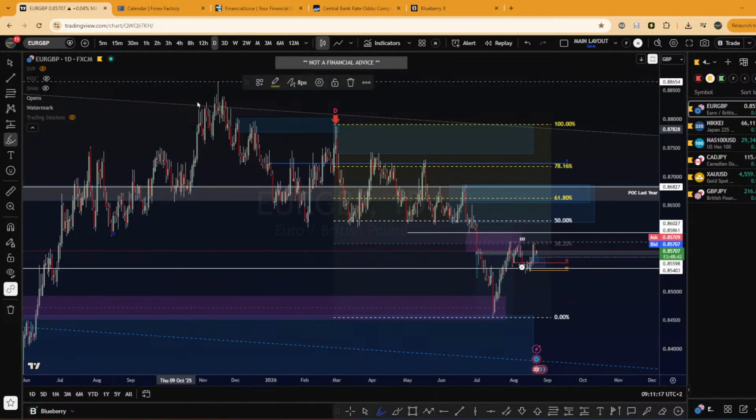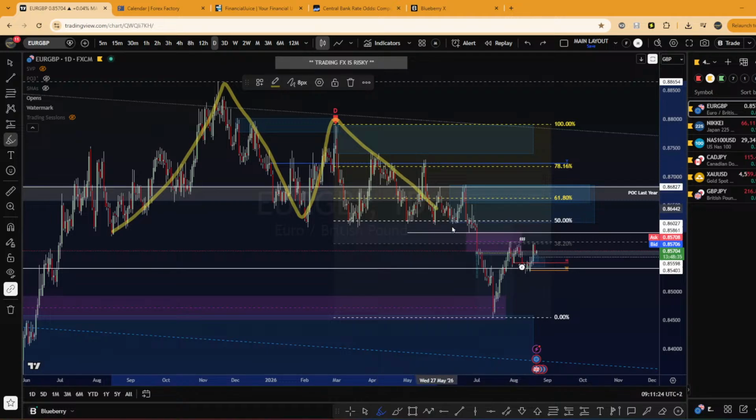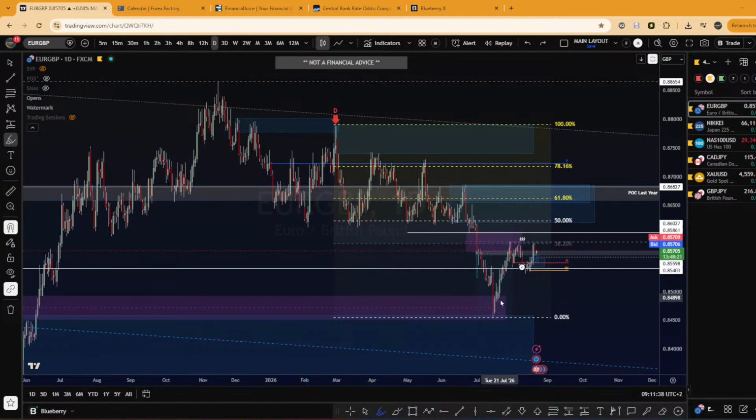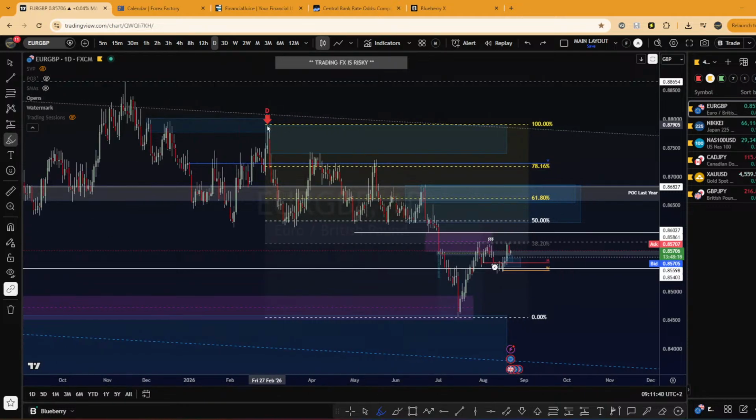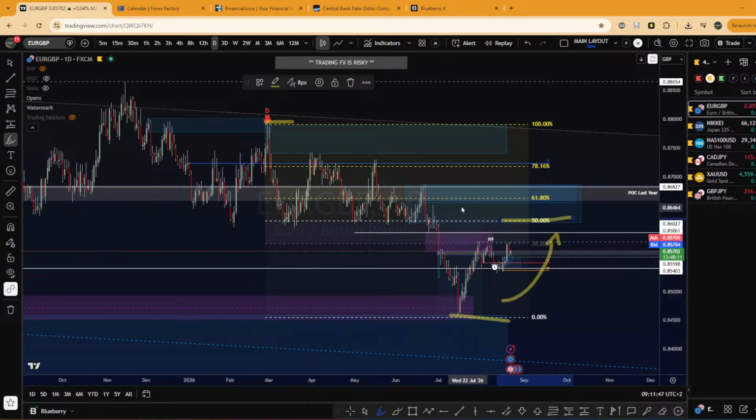To be honest, this is my structure on daily. You see, we broke this level, we closed below, so this is my last daily leg. I'm looking to measure with the Fibonacci tool. When I pull the Fibonacci from this high to this low, I expect some retracement around the 50% or above, the premium zone, somewhere here.